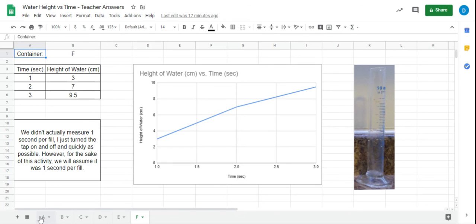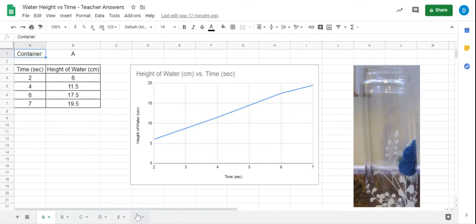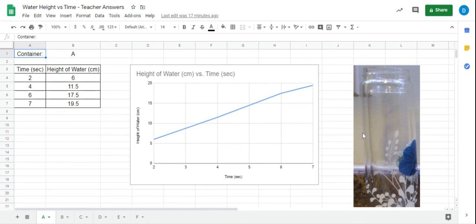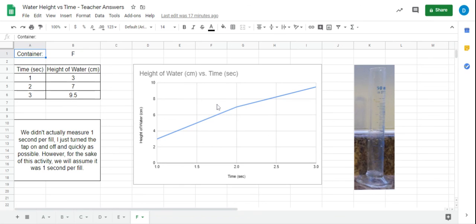So the graphs should have the same shape. They should both be a nice linear line because that matches the shape. But because this container is wider means less steep slope. So this slope here is not as steep as this slope here. It's kind of hard to tell. It's kind of auto formatted and we guessed at the numbers, but that's generally what we look for.